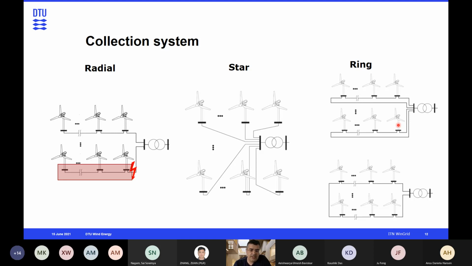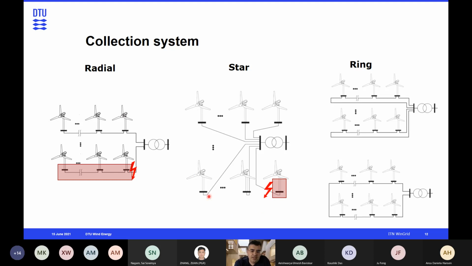In the radial connection, which is the cheapest of them all, if we have a fault at this point, then everything behind the fault gets disconnected. So the production will suffer. All the wind turbines behind the faulted point will disconnect. If we have a star setup, then it is rather simple, because only the single wind turbine where the fault has happened will disconnect, and the rest will continue to operate.